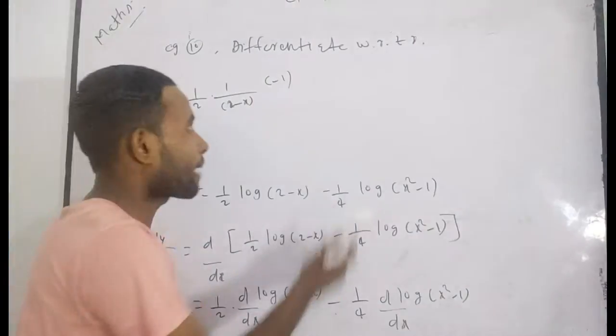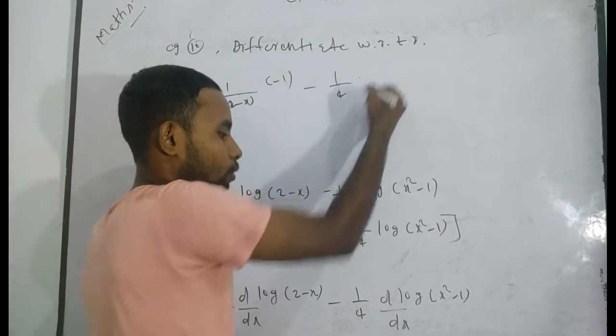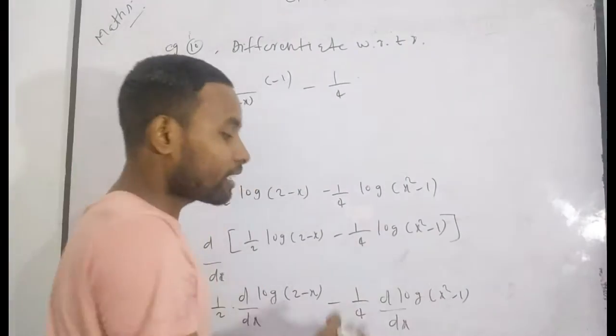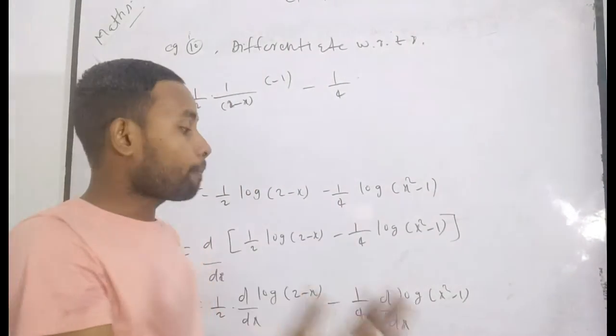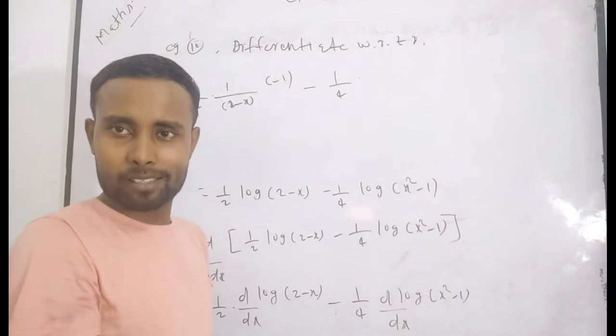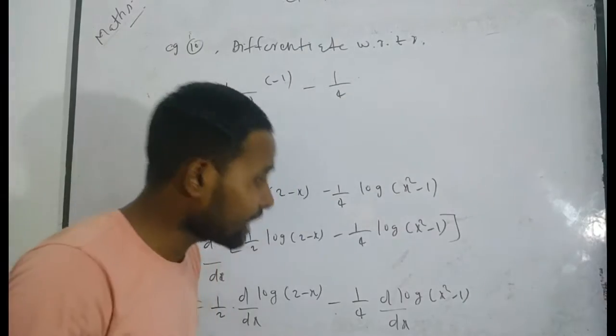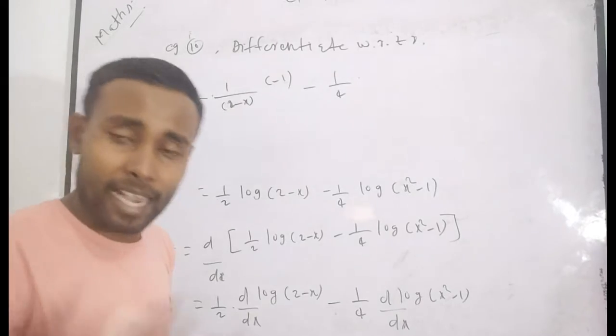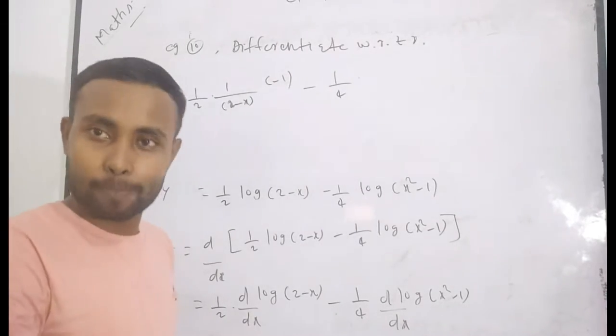Now again minus 1 upon 4 into, what is the derivative of log x square minus 1 with respect to x? You know that you cannot differentiate directly by comparing with the formula for log x with respect to x. So you have to first differentiate log x square minus 1 with respect to x square minus 1. Again you have to differentiate x square minus 1 with respect to x.